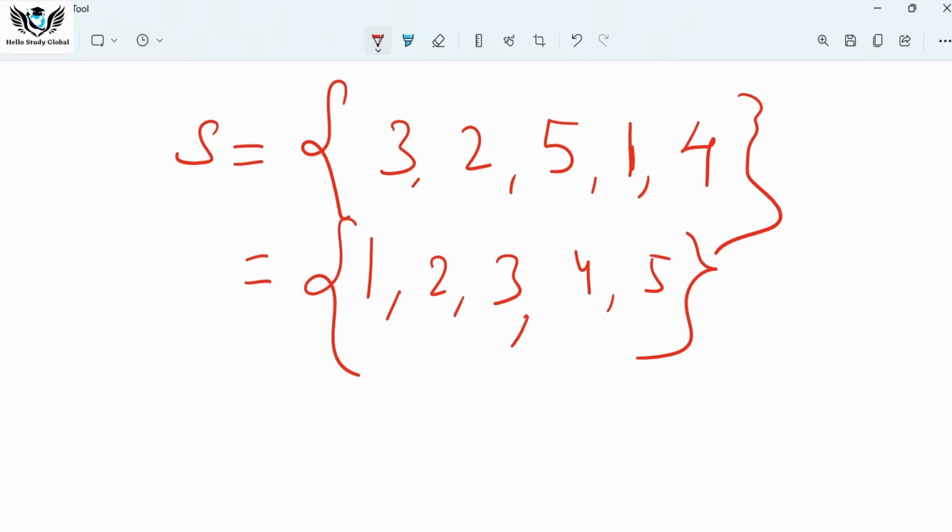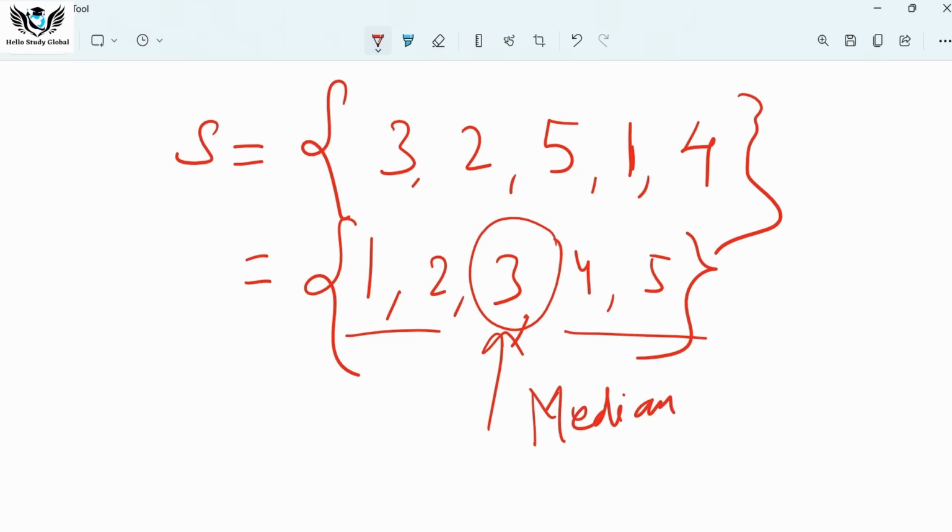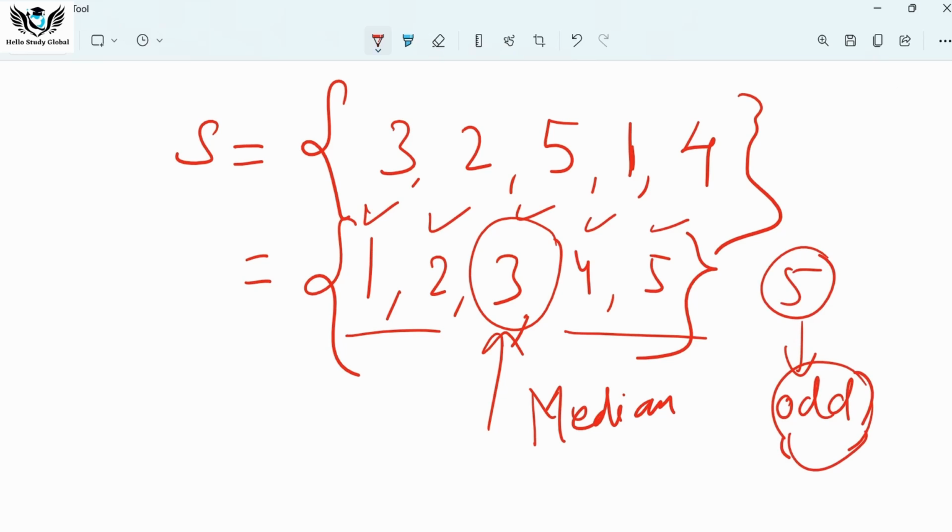Now the second step is to find the middle term. Which one would be the middle term? 3 would be the middle term over here. Therefore this is our median. Now if you count the number of terms, 5 terms are there, which is an odd number of terms. If an odd number of terms are there, then finding the middle term is not a challenge. With 5 terms, the third term would be the middle term. With 3 terms, the second term would be the middle term. The challenge begins when there are an even number of terms. Then what do we do?